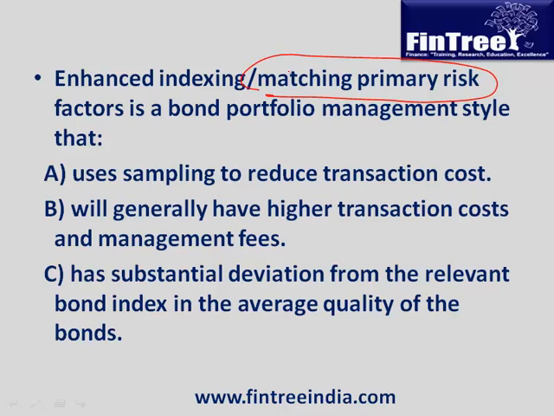Matching primary risk factor. Is it first, second, or third? Second. Pure bond indexing is the first one. This is the second strategy, which is similar to. You answer the question first. What is the answer here? A, yes. It uses a sampling technique to reduce transaction cost.